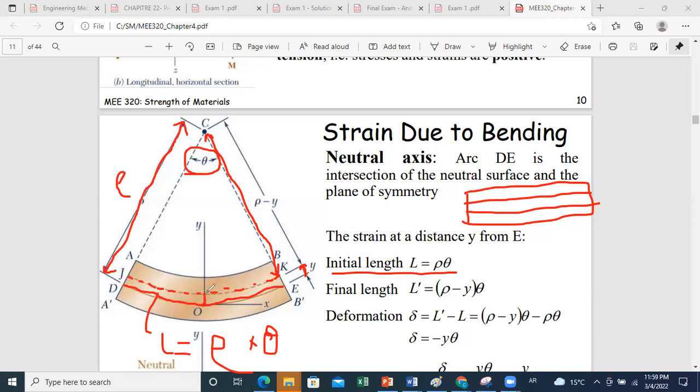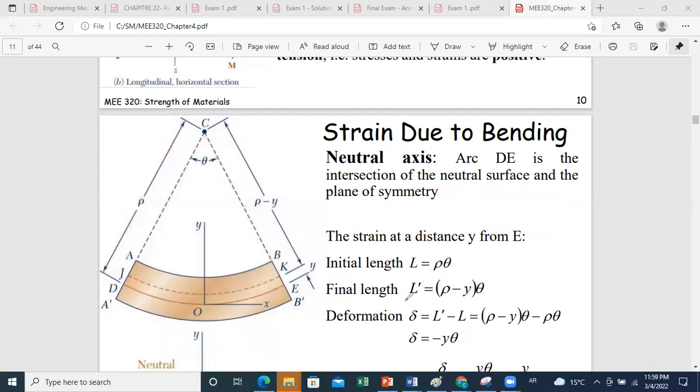For example, if you are developing for any value of y, to compute the new length at y, we just do the radius, which is rho minus y times theta. So the final length of any part at a distance y from the neutral axis is rho minus y times theta. And this equation is valid for the upper and lower part.